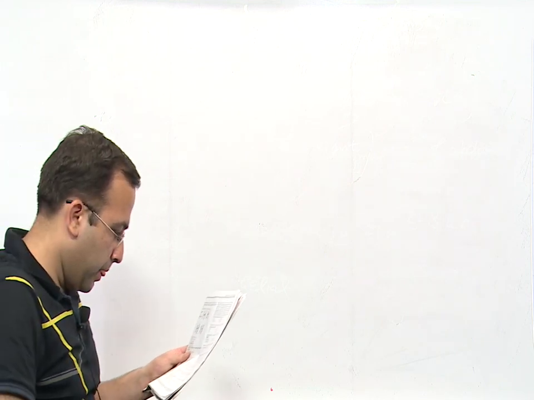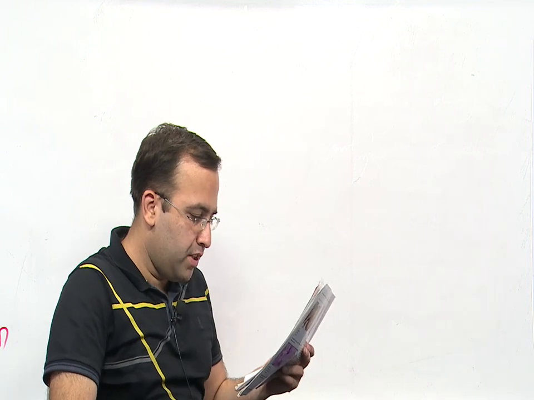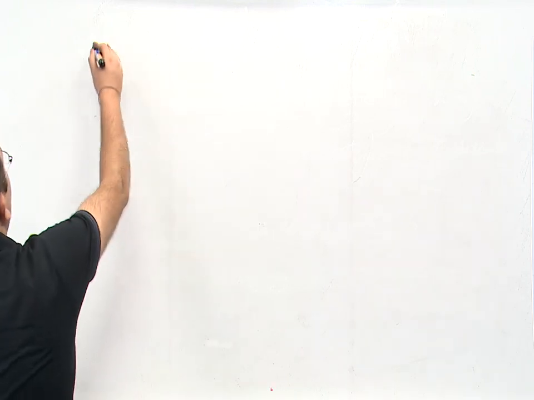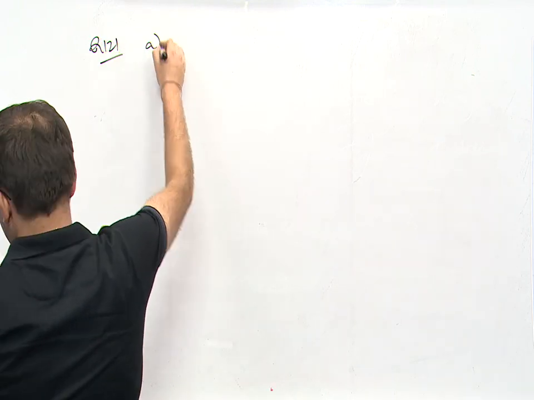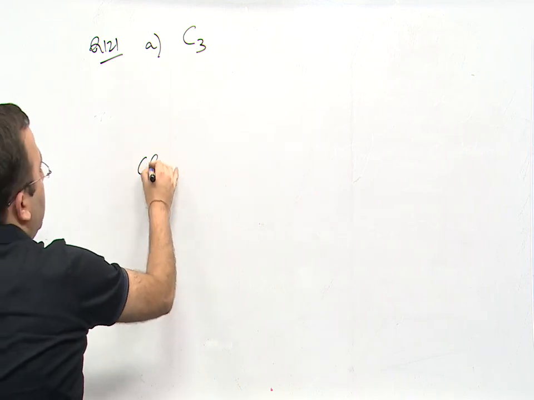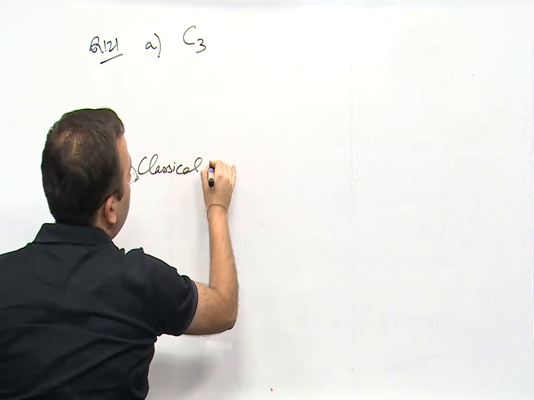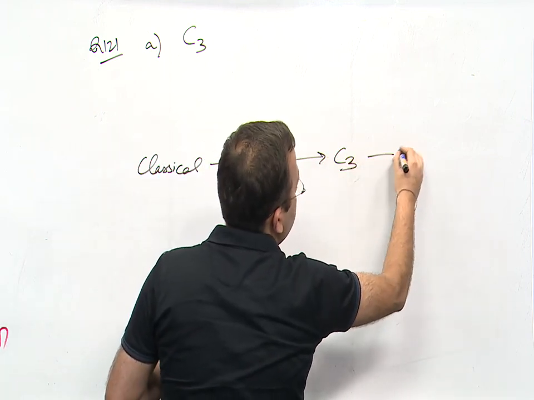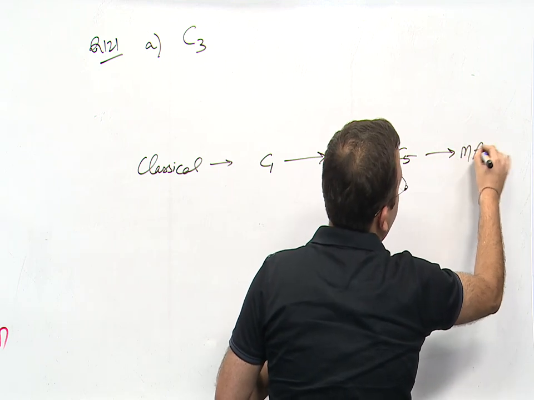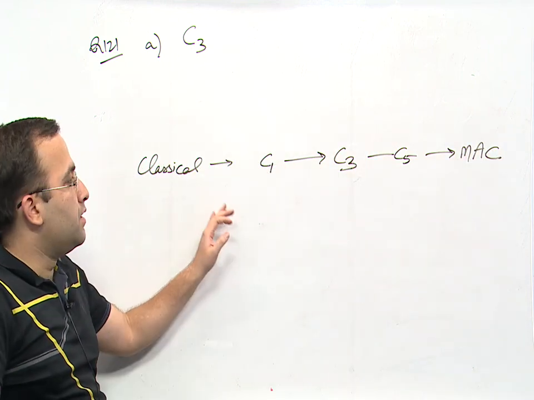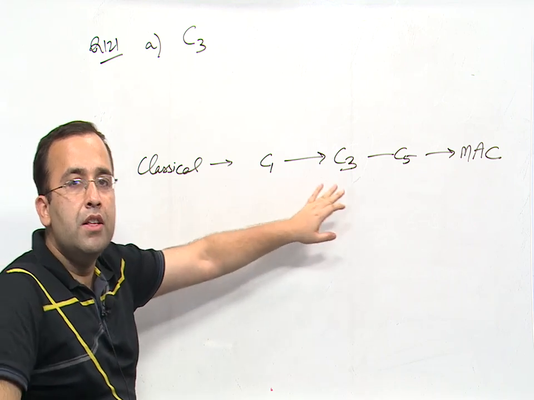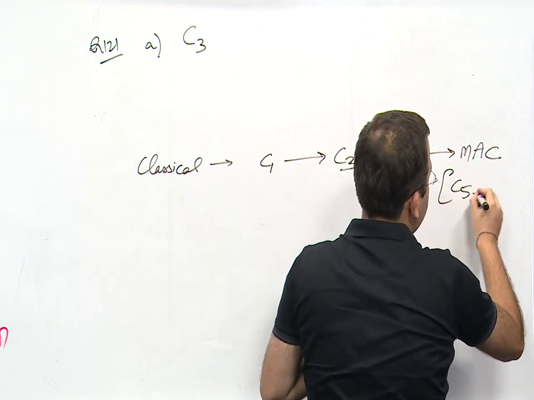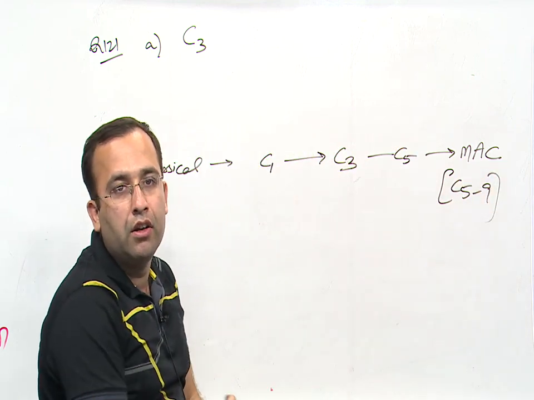Next, which is the most important complement? First common point between classical and alternate, C3. Question 121, answer is A, C3. See, there are three pathways. The classical pathway starts with C1, goes to C3, C5 and then to the membrane attack complex, which is C5 to C9.